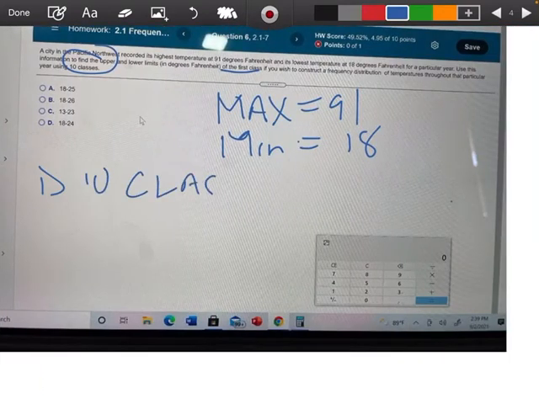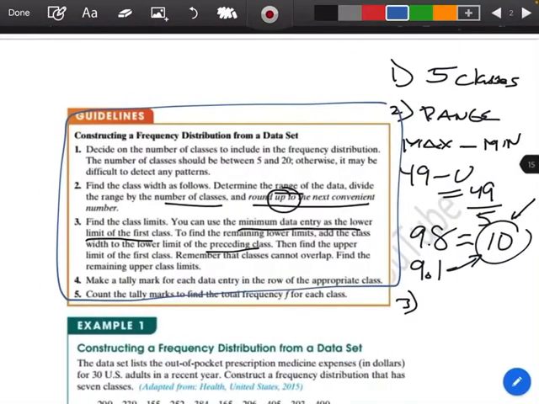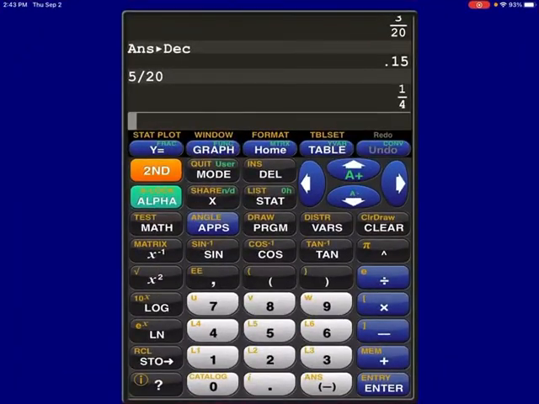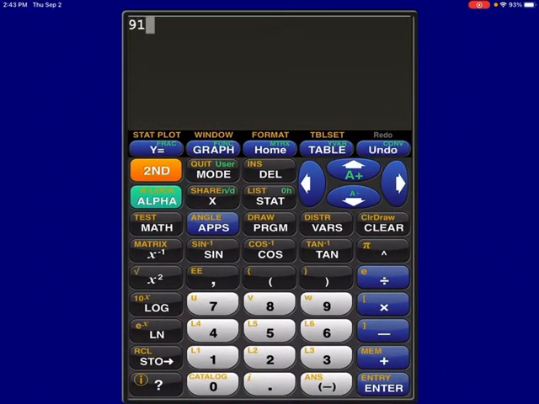And let's see, number 2, come back over here. We're going to find the class width as follows. So we're going to take the range of the data. So remember the range, we're going to take the max minus the min, and then we're going to divide by the number of classes, okay? So we're going to do this. We're going to take 91 minus 18. So let me grab my calculator quick so we can figure out what is 91 minus 18.